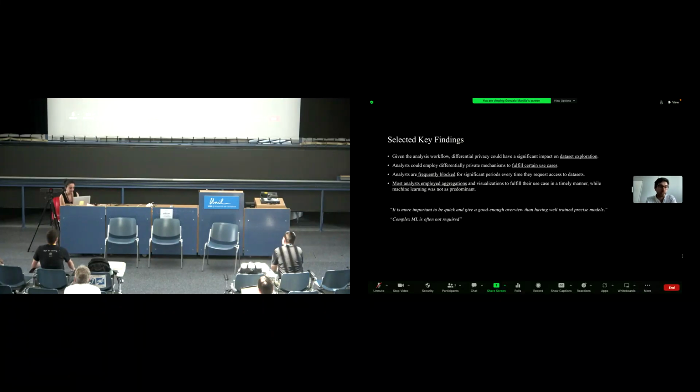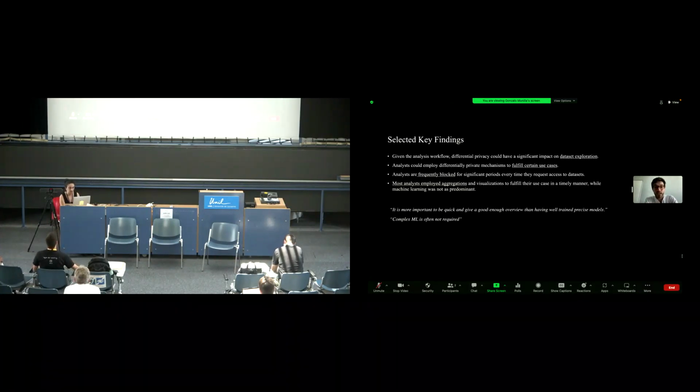So, some of the selected key findings, acting as a summary: we see that differential privacy could have a significant impact on dataset exploration, and could actually fulfill certain use cases that you will see in the next slide. Analysts are frequently blocked for significant periods every time they request access to datasets. And we saw that most analyses employ aggregations and visualizations to fulfill their use cases. And machine learning was not predominant, actually, in the average company.